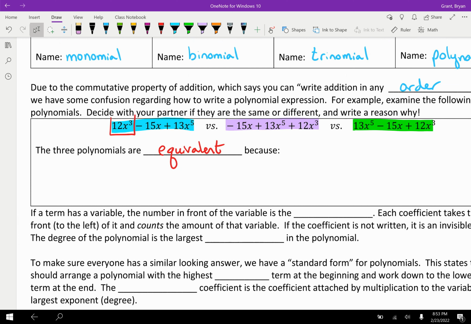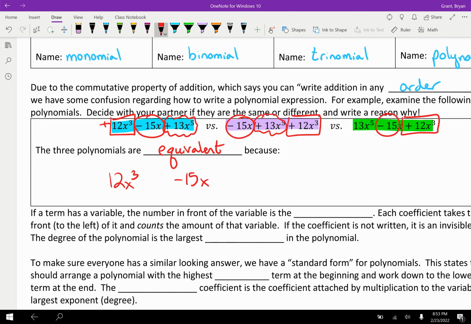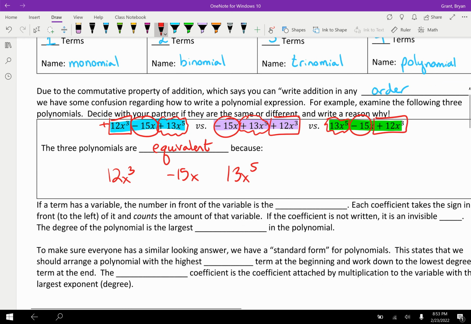You say, well, each of them has this 12x cubed term, and notice it's positive in all 3. Even though it says plus in the other 2, that plus is implied. So they all have a 12x cubed. And they all have this minus 15x. And last but not least, they also have this positive 13x to the 5th. And so if they're made up of exactly the same terms, but in a different order, then they are certainly the same.